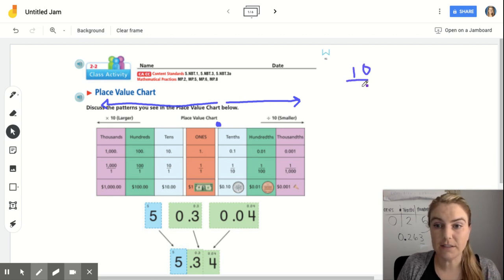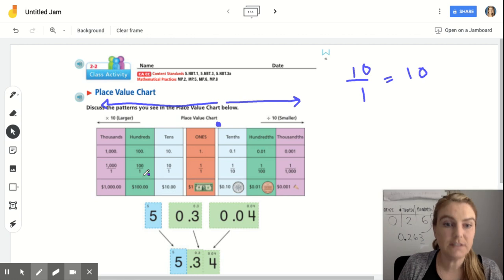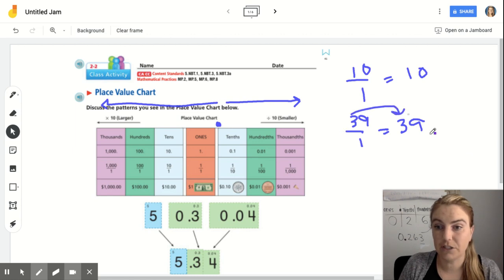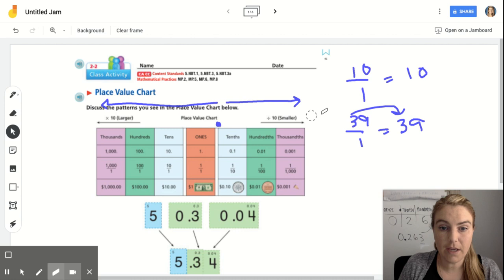So 10 ones is in fact equal to 10 wholes. Okay, 100 ones is equal to 100. So if I said a random number, 39 ones is equal to 39. Okay, so anytime you see a denominator with 1, it can be rewritten as a whole number. And basically what you do is you just take that numerator and turn it into the whole number. Okay, so that's for that.